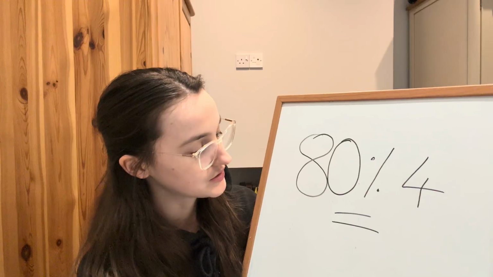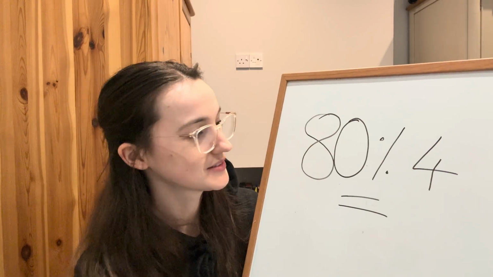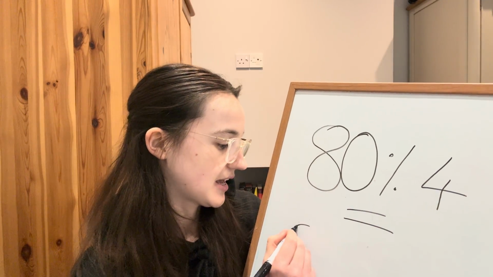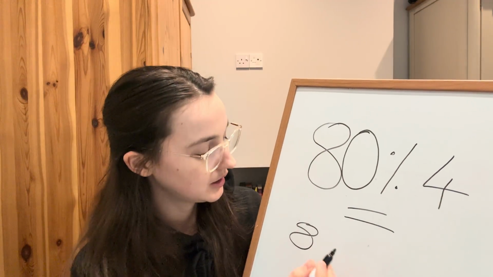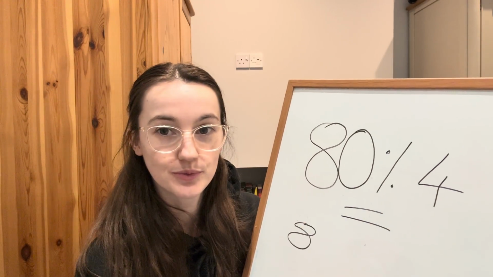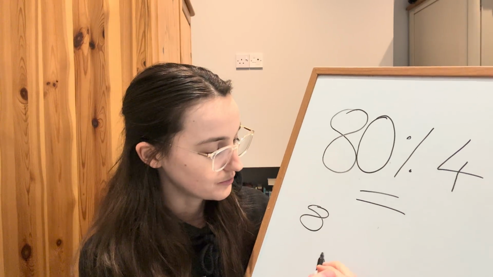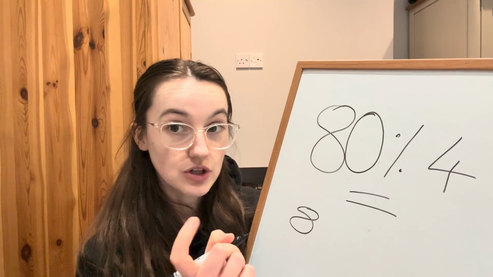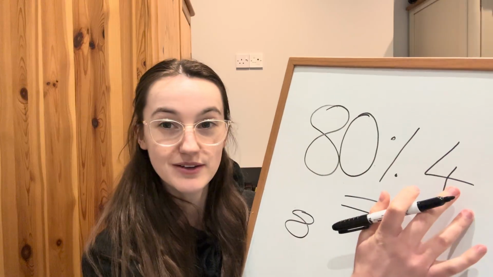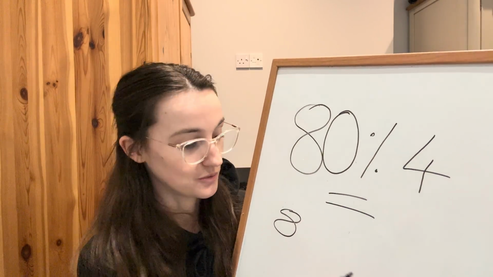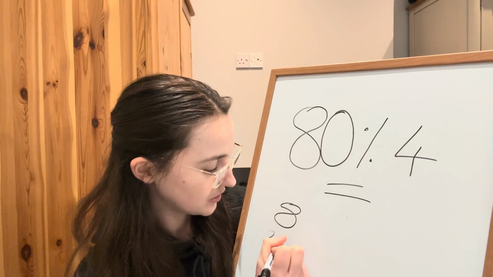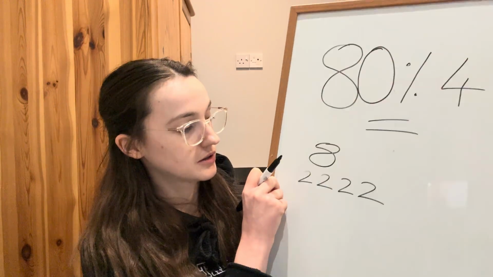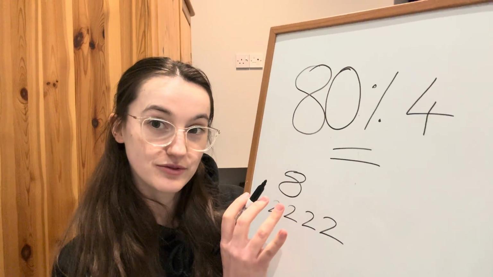Okay, so how shall I do this? What we're going to do is simplify 80 to 8. Okay, and we're going to divide 8 by 4. So 8 divided by 4 is 2. To know that, we can go 2, 2, 2, 2. And that is 8 divided by 4. Okay?